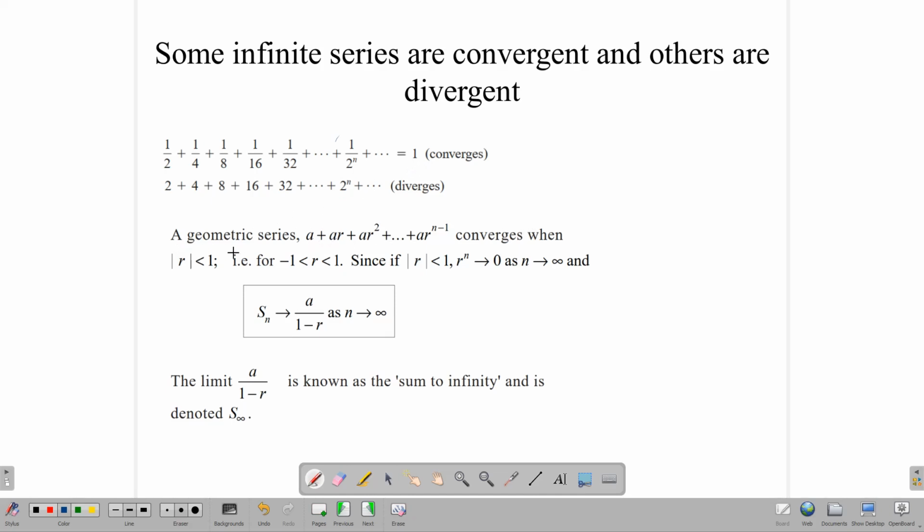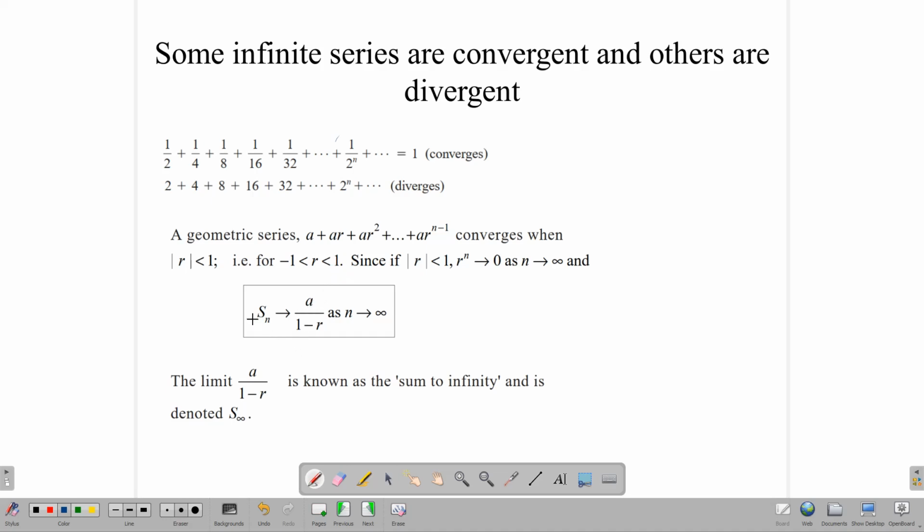Now, a geometric series converges under a certain condition. If the absolute value of the common ratio r is less than 1, that is, the value of the common ratio lies between -1 and +1, then the series will converge. And if the series converges, then it has what we call an infinite sum, or sum to infinity.